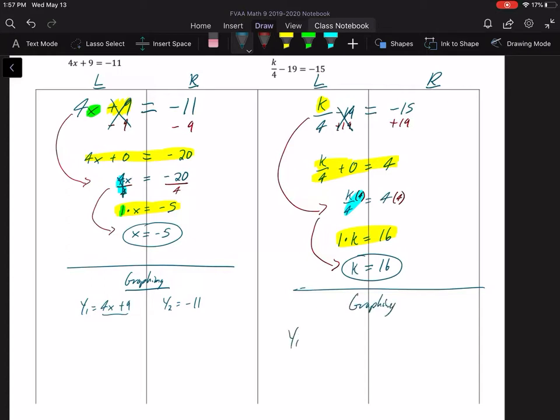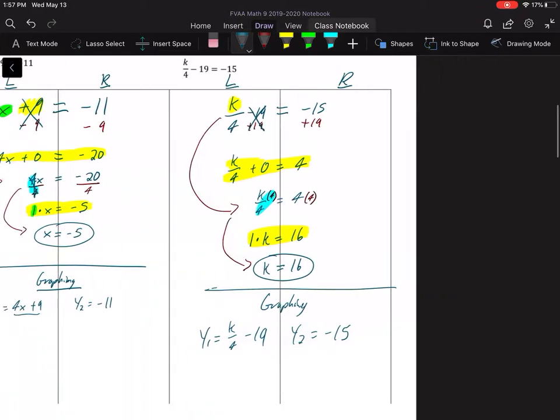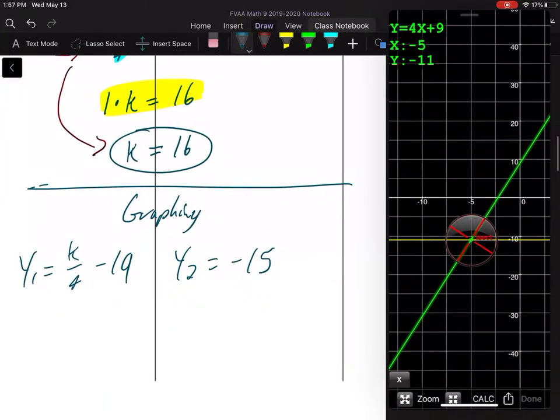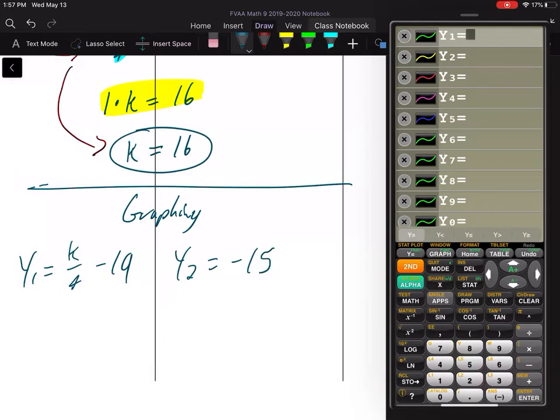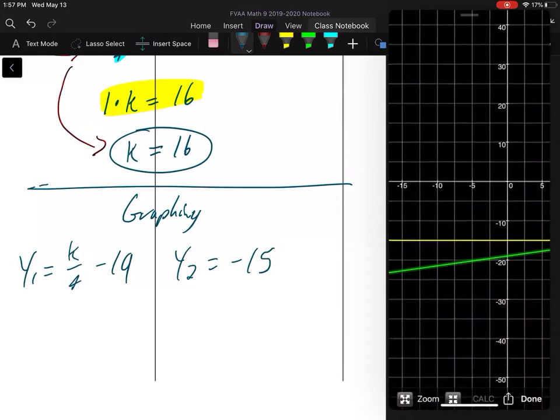For y1, I'm going to enter k over 4 minus 19. For y2, I'm going to enter negative 15. Put that in my calculator. So this is x divided by 4. In your graphing calculators, typically you don't have the option of lots of variables. You just use x every time. There are ways to get other variables, but you can just use x. And then minus negative 15, not minus 15. And then I graph, and then I see my two lines.